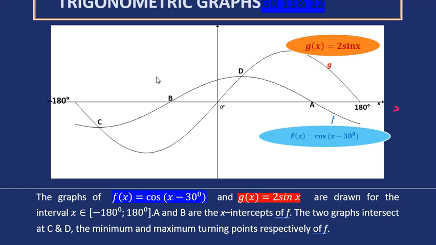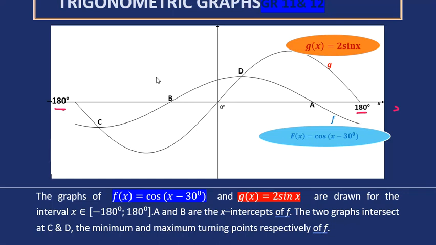These graphs are drawn in the interval of negative 180 degrees to 180 degrees. So A and B are the x-intercepts of f, and we can see that. That is where the f function cuts the x-axis at A and B. The two graphs intersect or touch each other at C and D respectively, and we are also told that those points are the minimum. So C is the minimum of the f function and D is the maximum of the f function.